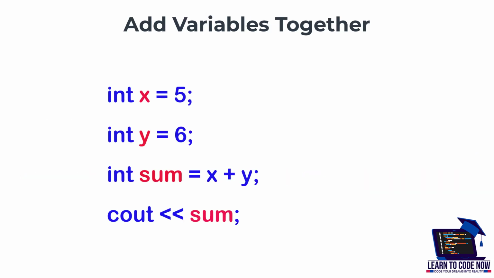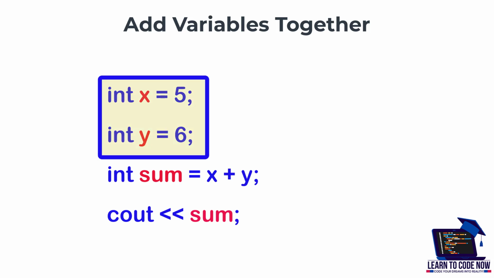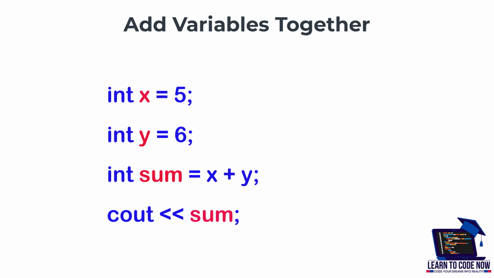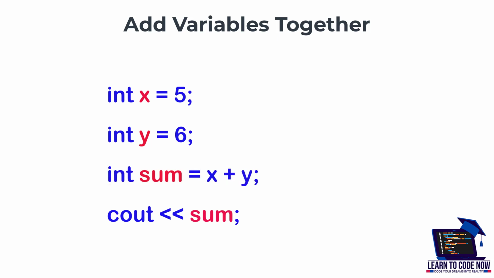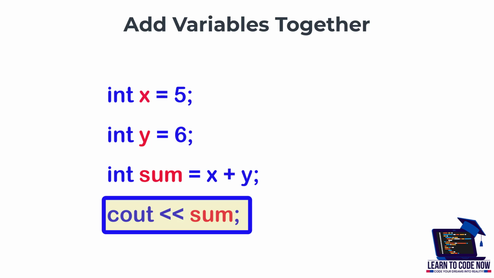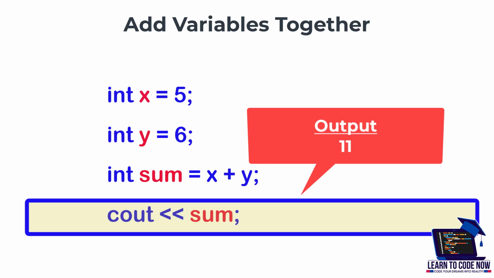In this example, we will see how to add variables of the same data type. We have integer type x and y, where x has the value 5 and y has 6. In int sum, we are assigning the sum of x and y with the plus operator. To add a variable to another variable, you can use the plus operator, and cout will display the result of x plus y.